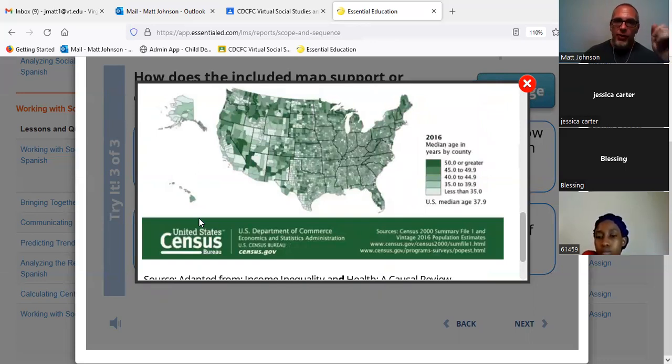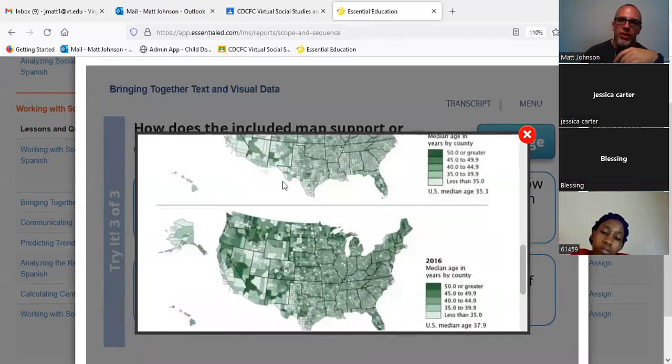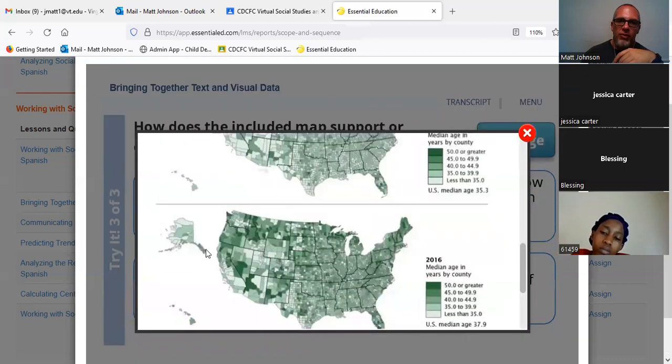But now 2016, we see a lot more dark green, right? We see 50 or greater. Lots of counties now are starting to turn that darker shade in Nevada, Arizona and New Mexico, more in Texas. Florida's about the same. Up here in Nebraska, the Dakotas, Michigan, Wisconsin, Maine up here, right? A lot of an older population. So, just even flipping back and forth fairly quickly, you can see a significant change. You can see those dark green areas.